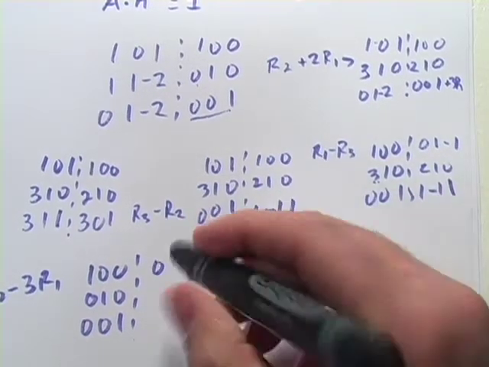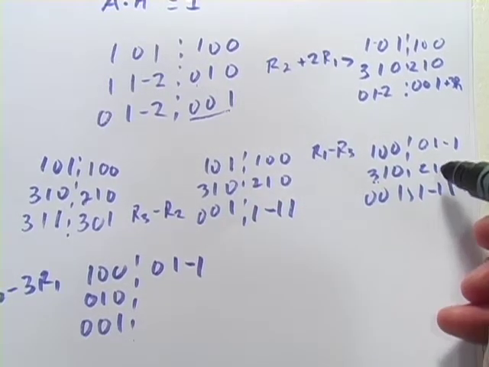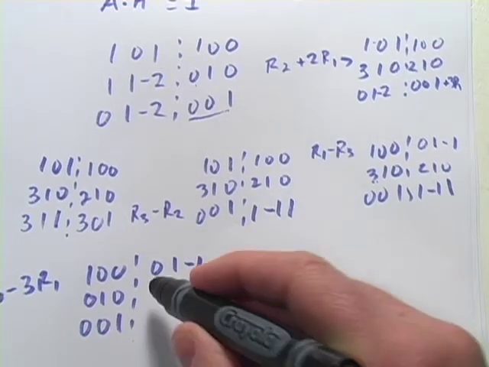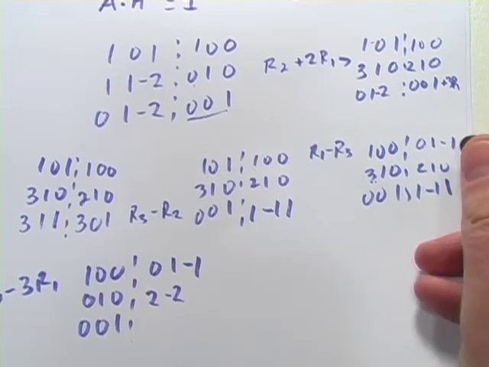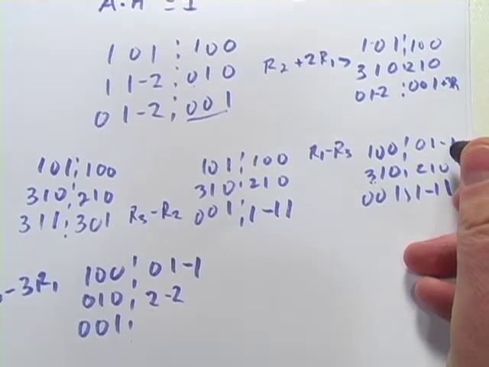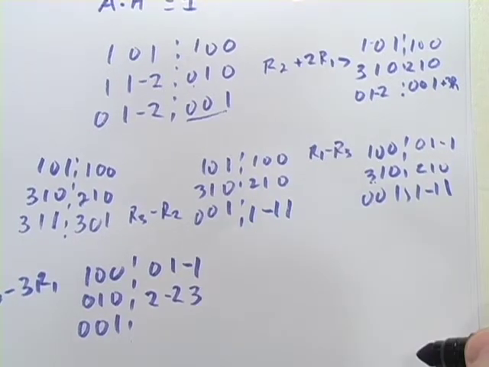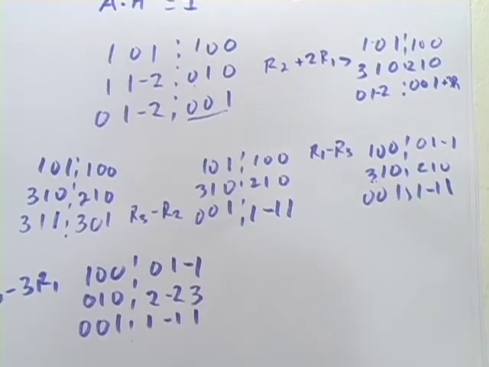So row 1 stays the same, 0, 1, negative 1. And this is going to become, so I'm subtracting 3 times row 1. So the 2 stays the same. I subtract a 3 from a 1, that's a negative 2. I subtract a negative 3, so that becomes a positive 3. And the last row stays the same, so 1, negative 1, 1. And there we have it.